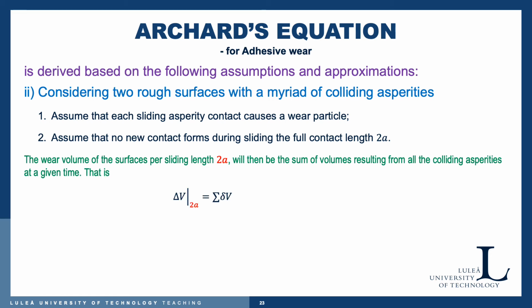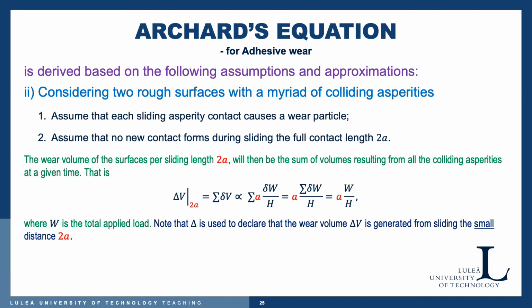So mathematically speaking, we have delta V indicated for sliding length 2a here, which is the sum of all the asperity delta V's, and by means of what we had before, we can express this as sliding length times the sum of the loads over the hardness, and that becomes in the end the total applied load, of course, because the sum of the loads that each asperity carries is the total applied load.